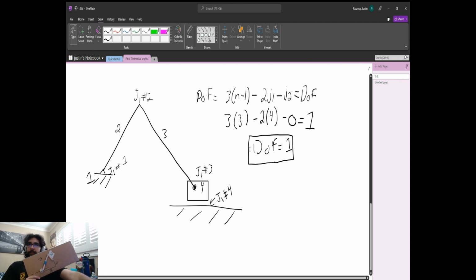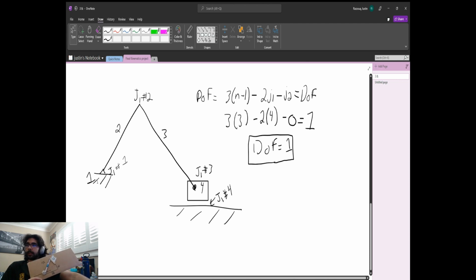So degree of freedom uses this formula. Degree of freedom is how many planes of motion this mechanism can move on. So degree of freedom takes into account your n, which is your number of links, your j1, which is your half joints, which removes two of the degrees of motion, and then your j2 only removes one, so it's a full joint. So it has 2 degrees of motion.